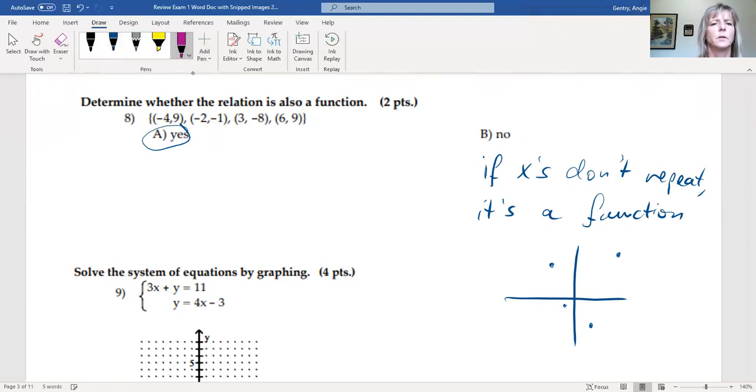Now, you do see these are repeating. Oh, I didn't even put them in the right place, -4, 9. Okay, so let's say you had this one and this one. Doesn't matter if they repeat. The y's can repeat. The x's cannot repeat. Okay, so let's keep moving.